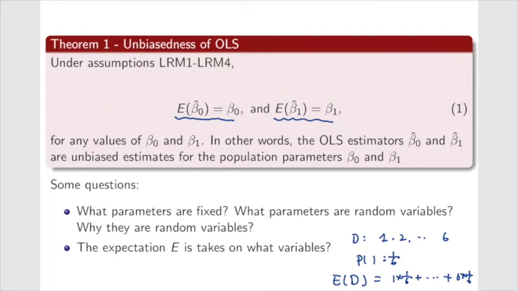But here, if we take expectations of beta 0 hat and beta 1 hat, it means beta 0 hat and beta 1 hat are also random variables. Similarly to the outcome of the dice, they can take many possible values and each value may have some probability. But why are they random variables? Where does the randomness come from?